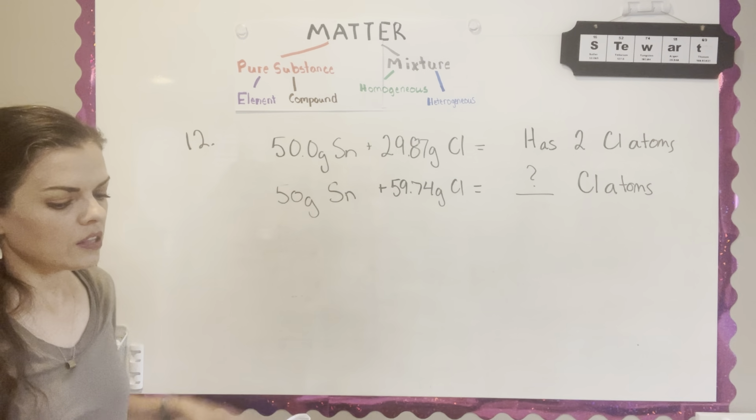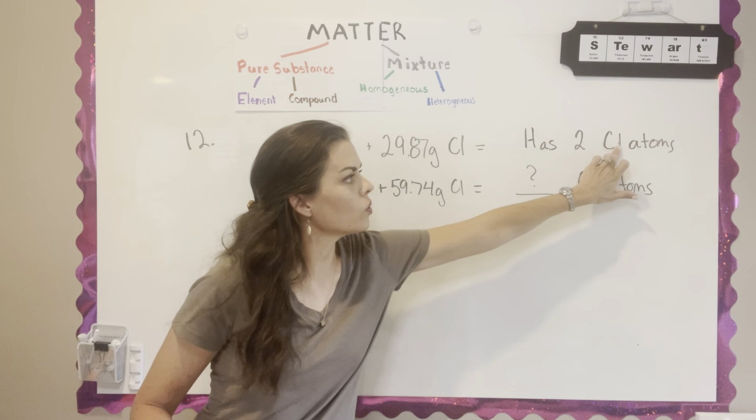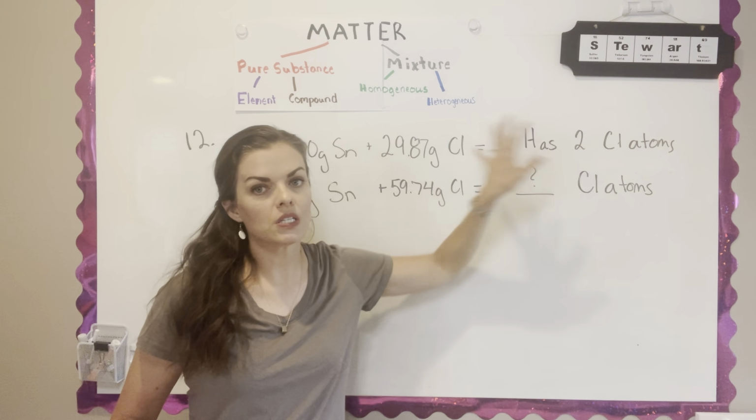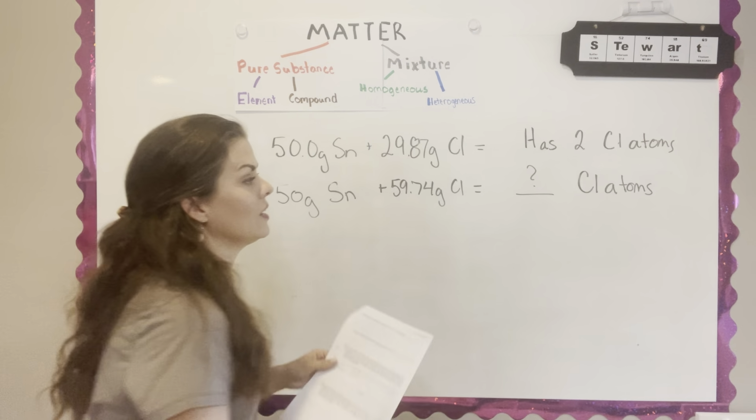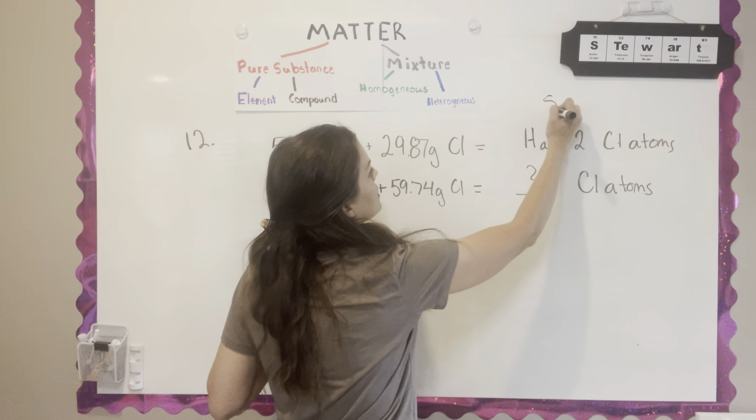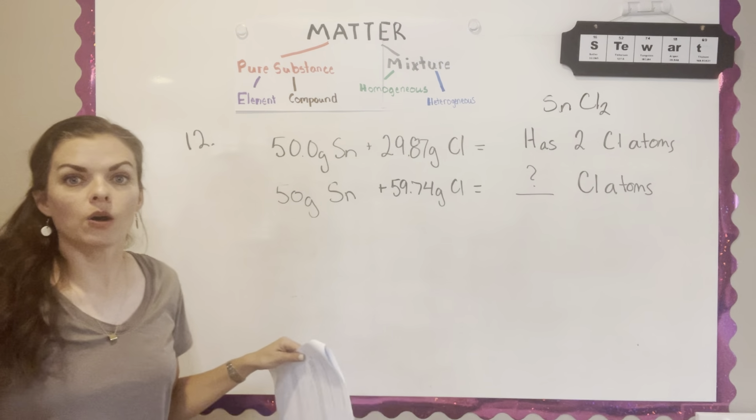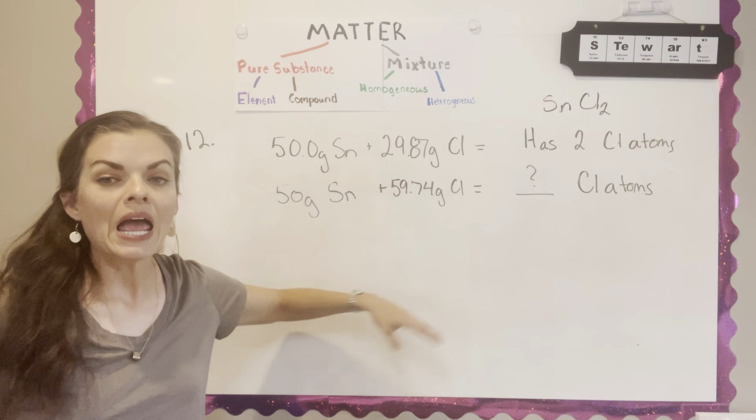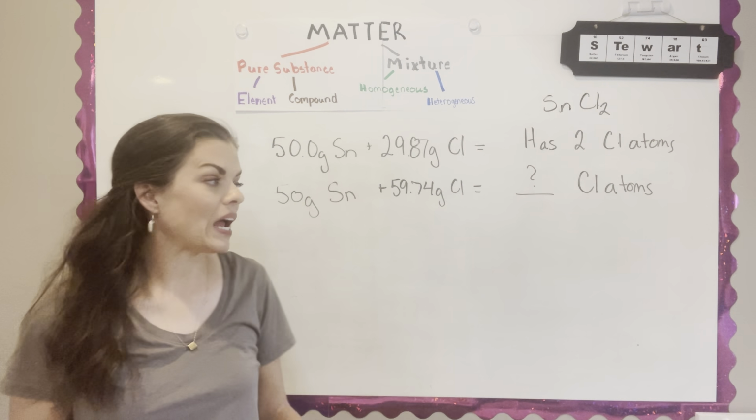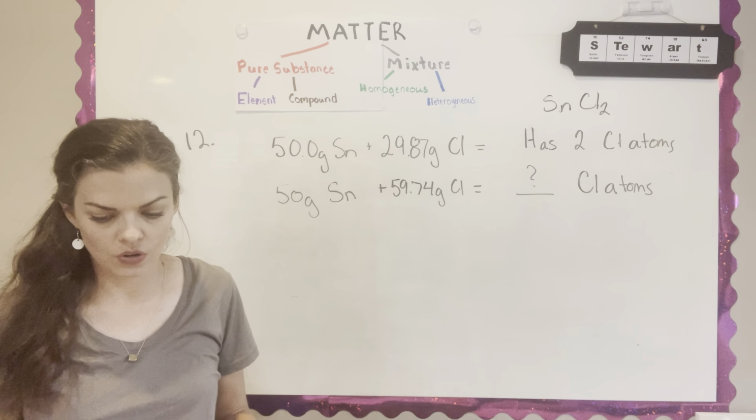And so in this first reaction, we know that there are 2 chlorine atoms in this compound. This is some compound with tin and chlorine in it. It could look something like this. Would be if you were to try to write it out. Now, this one, we don't know how many chlorine atoms are in it, and it's wanting us to figure that out. And so we're going to try and set up a ratio here to figure this out.